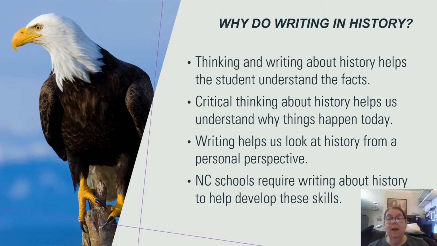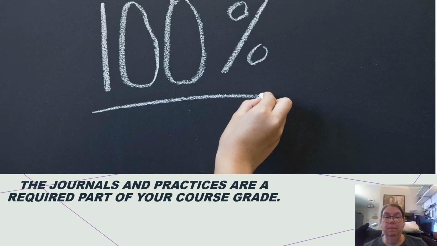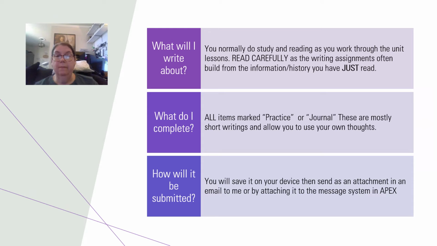And of course, the other item, which a lot of folks don't like, is that the North Carolina schools actually require writing about history to develop those skills. So this is why we've added this standard. The journals and practices, which is what you'll be doing, are a required part of your course grade. They don't take a great amount of time, and you don't have to have taken advanced English courses to do them. So what will you write about?